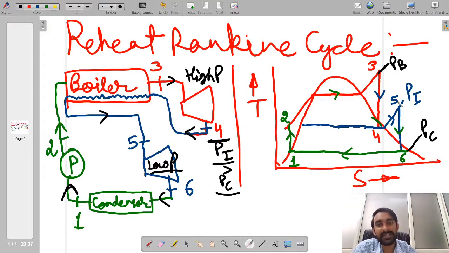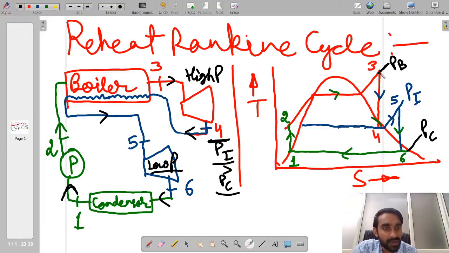Let us once again start from state number 3 over this schematic. Let us first consider that this highest pressure line corresponds to boiler pressure PB, and say at the exit of the boiler the state of the steam is superheated, with the corresponding temperature and entropy values plotted by point number 3 on the TS diagram. Now, the 3 to 4 expansion process is happening inside the high pressure turbine.